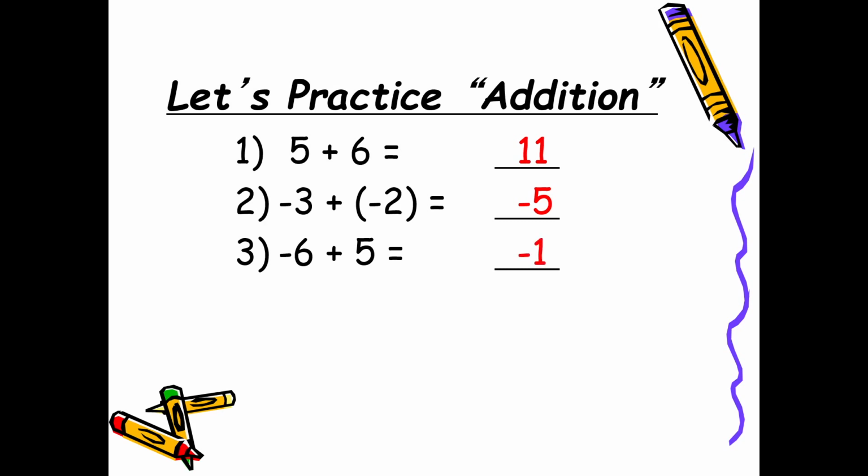Number 4, Meljun. Okay, Meljun, positive 1, sir. Why positive 1, Meljun? Different signs, so subtract. Okay, that's good. The positive is bigger. I agree with that. And number 3, the negative is bigger, so negative 1. Last one, Christelle.